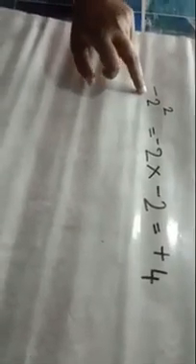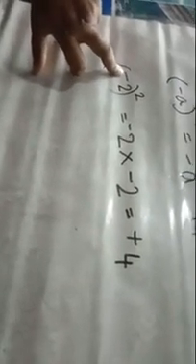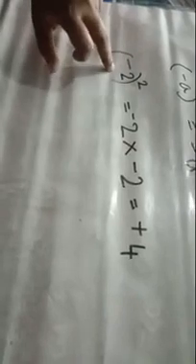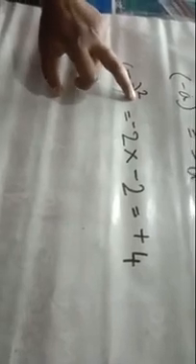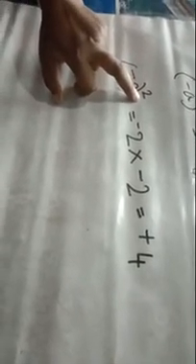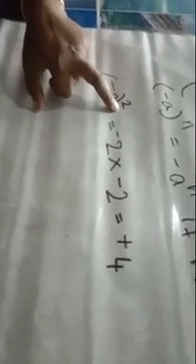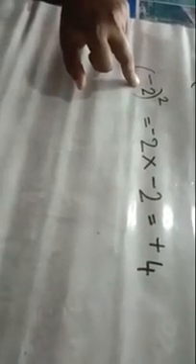With a negative base. Suppose when the base is a negative number, then we will look at the powers. Here the power is 2, and 2 is an even number. Then the answer is a positive number. The answer is positive when the power is even, for a negative base.